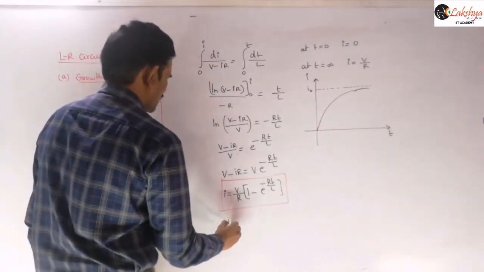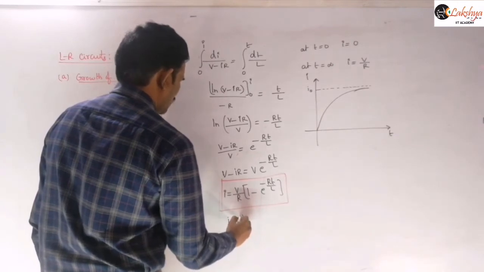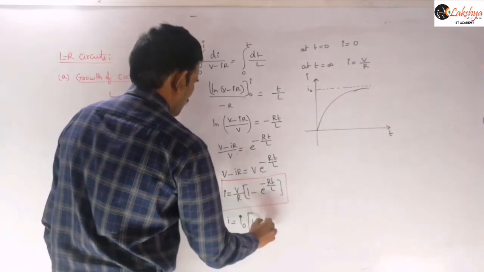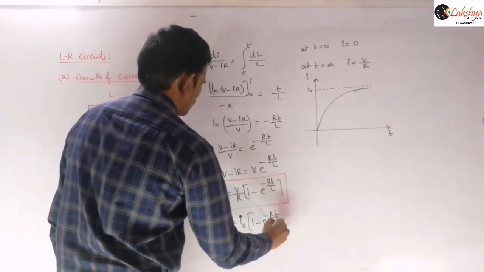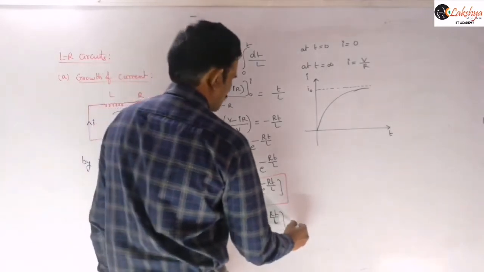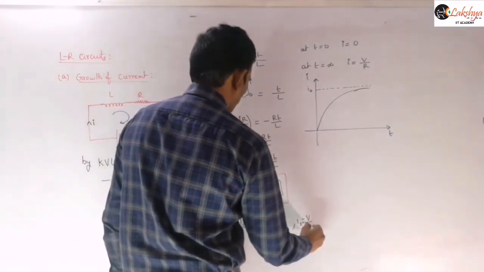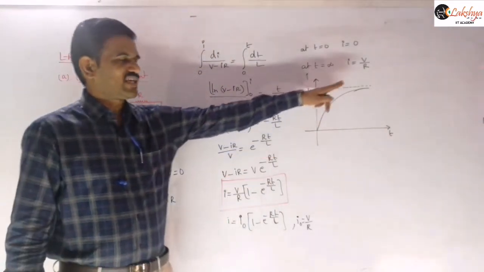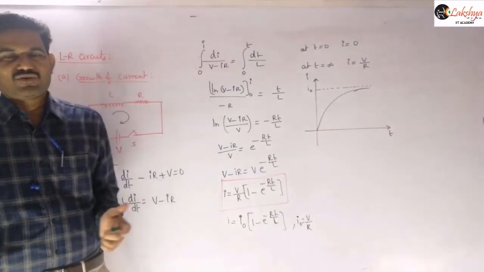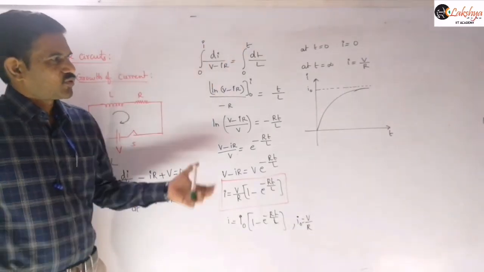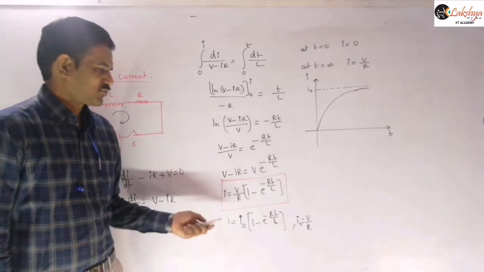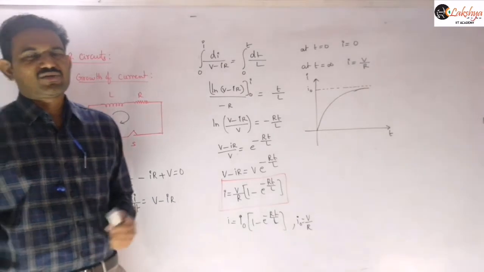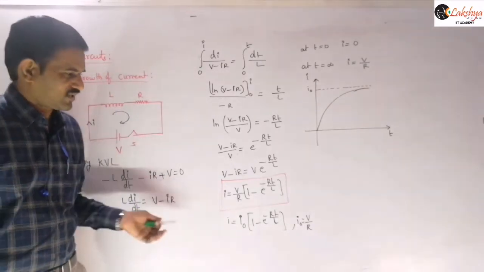So this expression I can write as I is equal to I naught, the maximum value or peak value, into 1 minus e power minus Rt by L, where I naught is nothing but V by R, the maximum current or the peak current. So it goes on increasing gradually, and it will become I naught after infinite time. So it is a growth of current here. This is the current through the inductor in this LR circuit at any instant of time, when initially there is no current and current starts increasing.